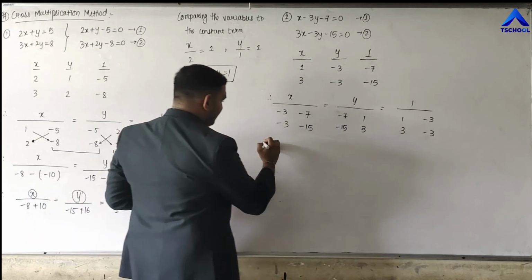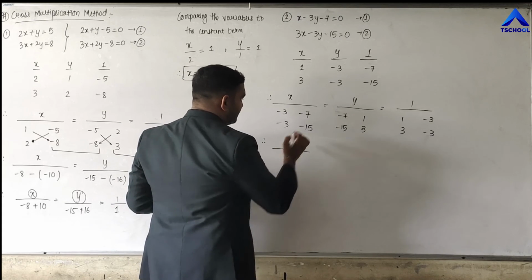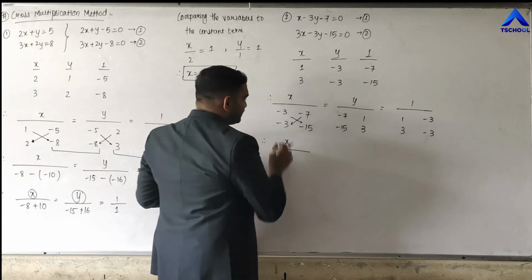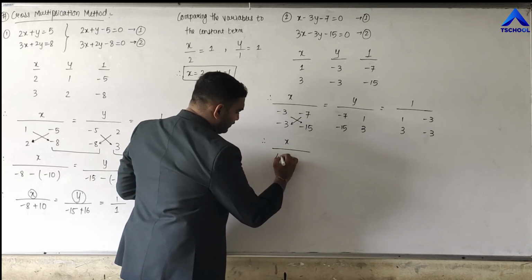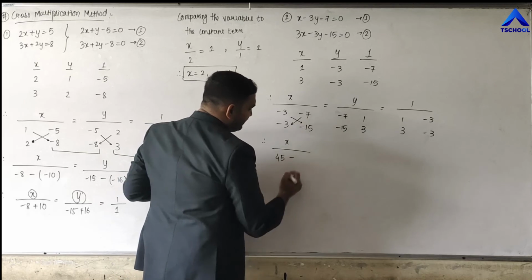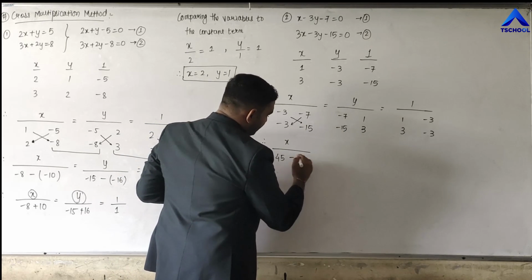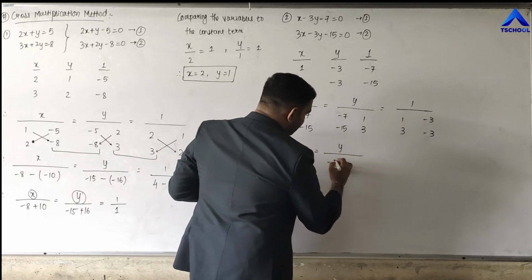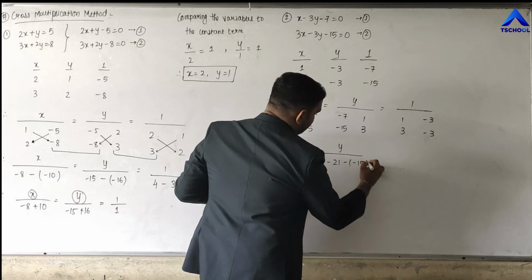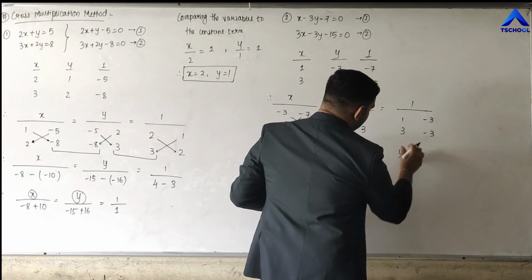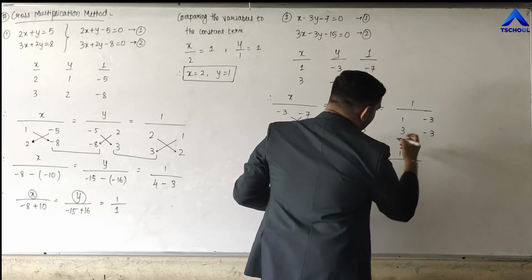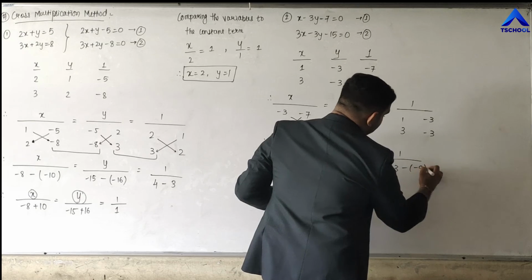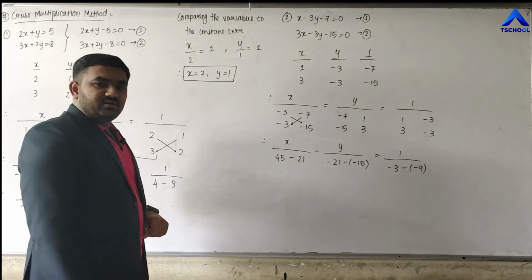Now let us try to multiply this. Therefore x is equal to, first of all we shall multiply this and then we shall multiply this. So minus 15 into minus 3, that is 45, minus 7 into 3 is minus 21, right, equals y upon minus 7 into 3, that is minus 21, minus 15, and is equal to the constant term 1 upon minus 3 into 1, minus 3, minus 9, right? Clear or not?